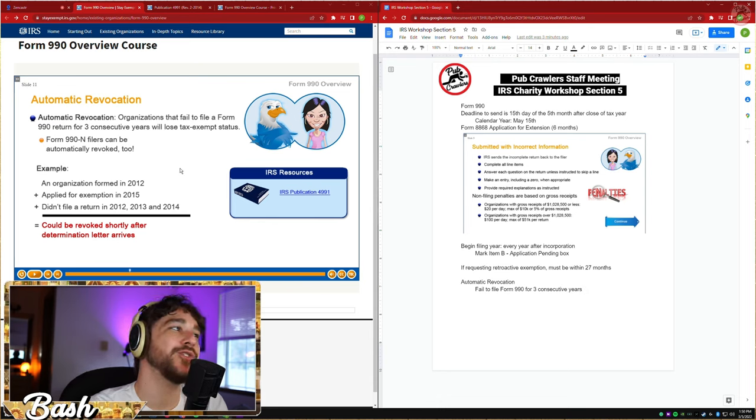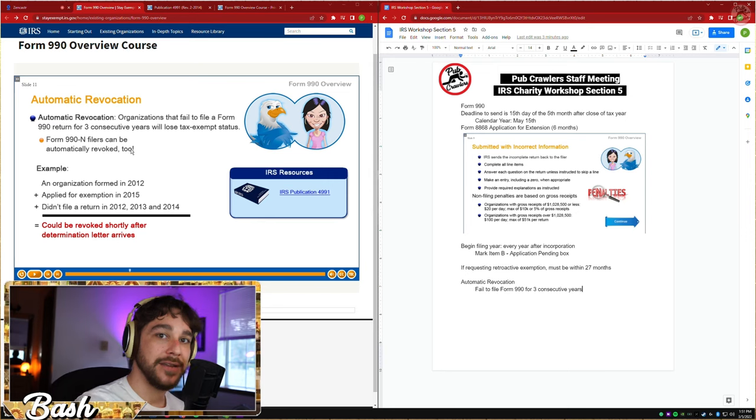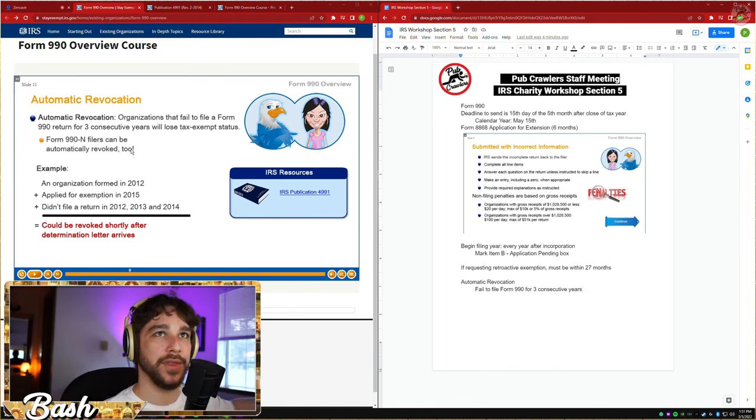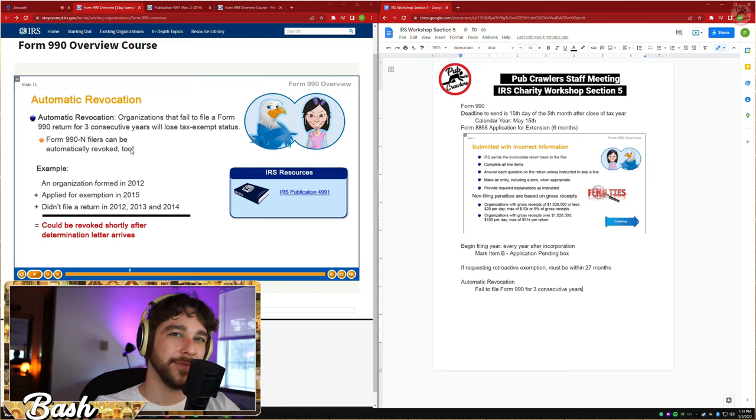It's almost like if you just don't know what you're doing and you learn later down the line, oh, you could have done this, okay, cool, I'm going to do it here. But what this is saying is, if you hadn't been doing it for over 3 years and you get approved, you could automatically be not approved because it had been so long that you were trying to be exempt without filing those taxes. Does that make sense? That's how the 3 year rule works.